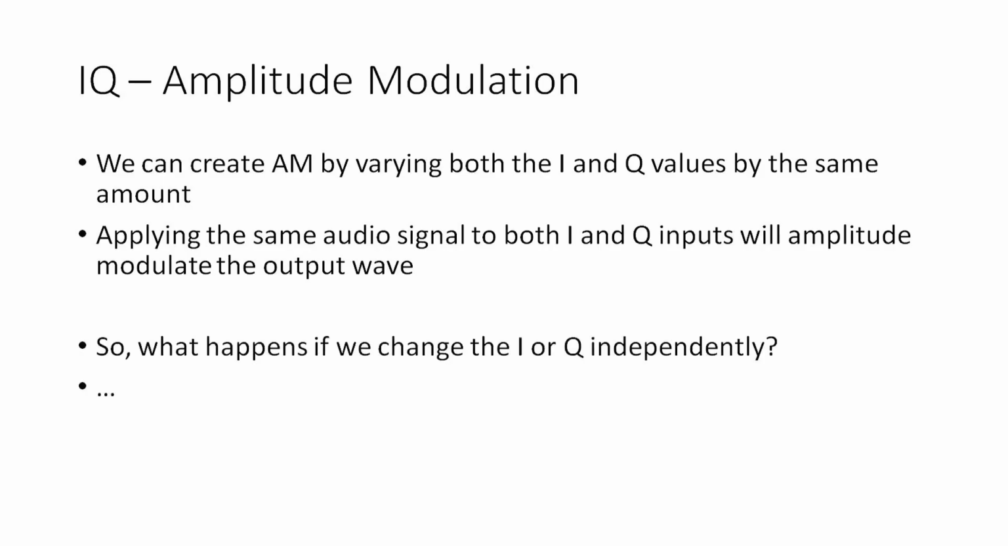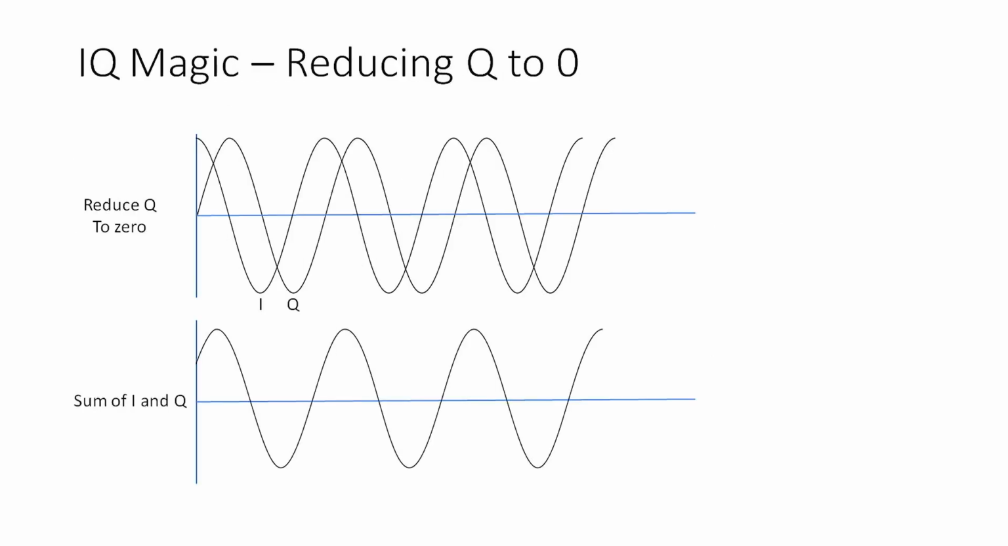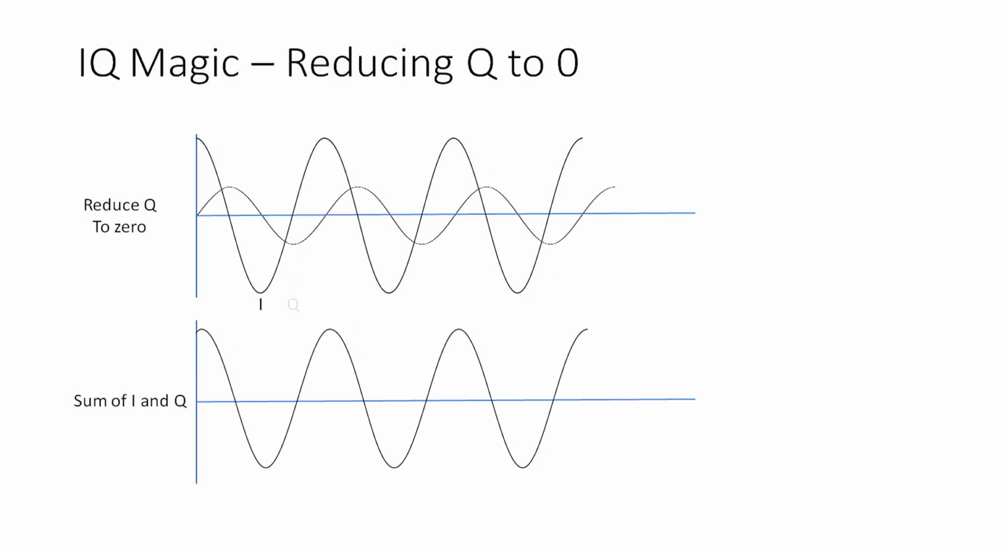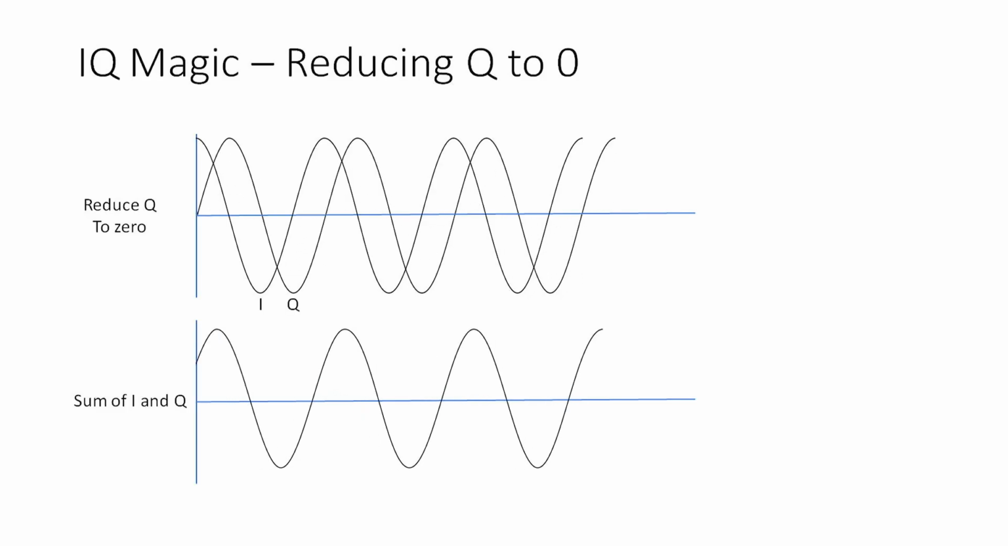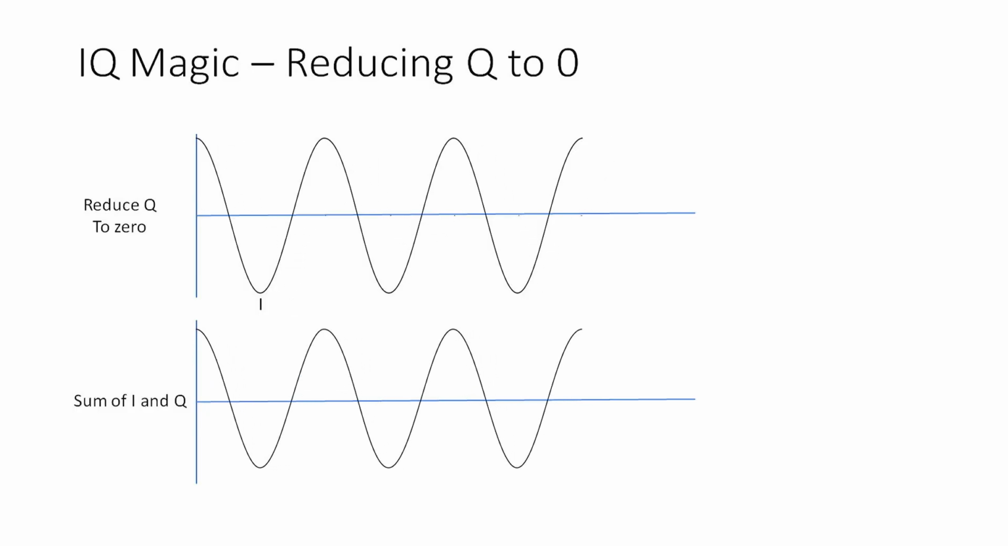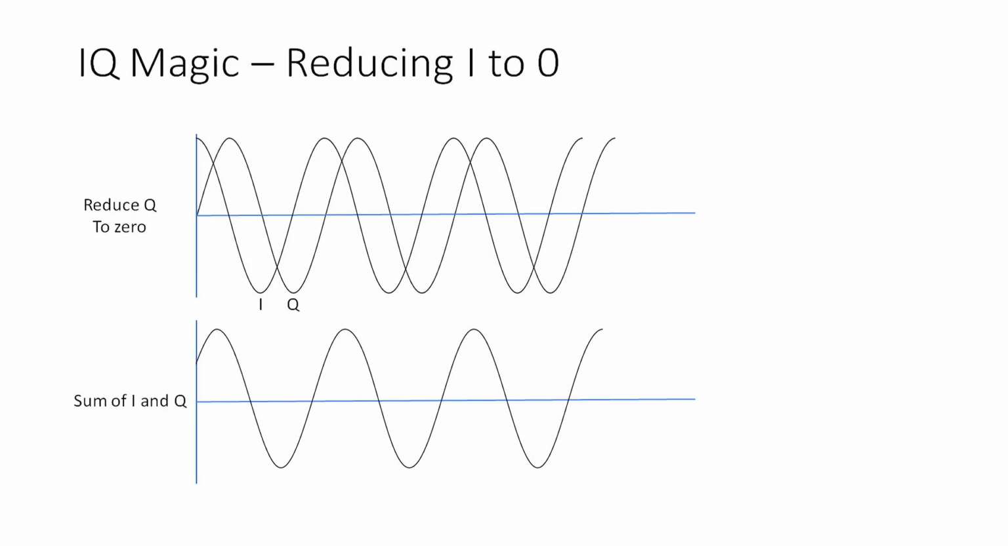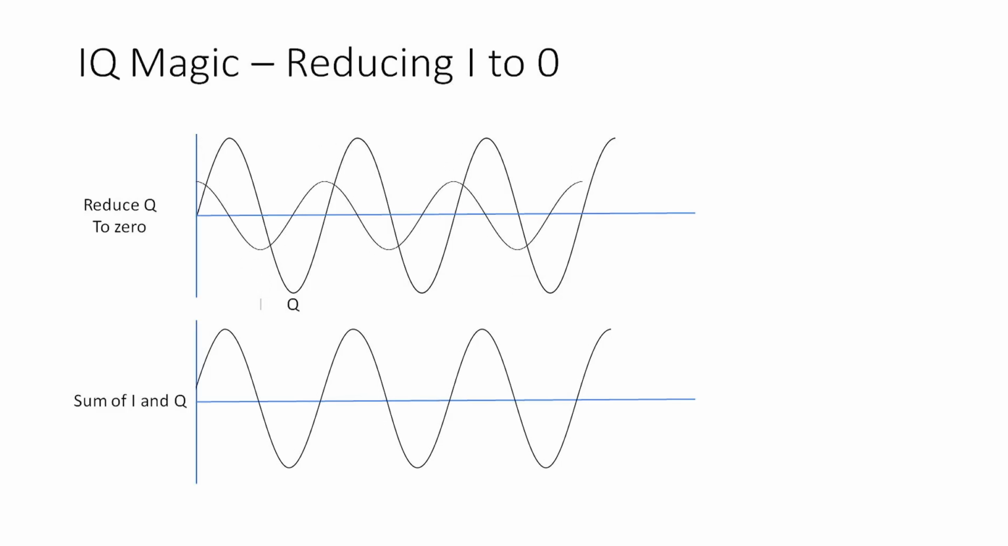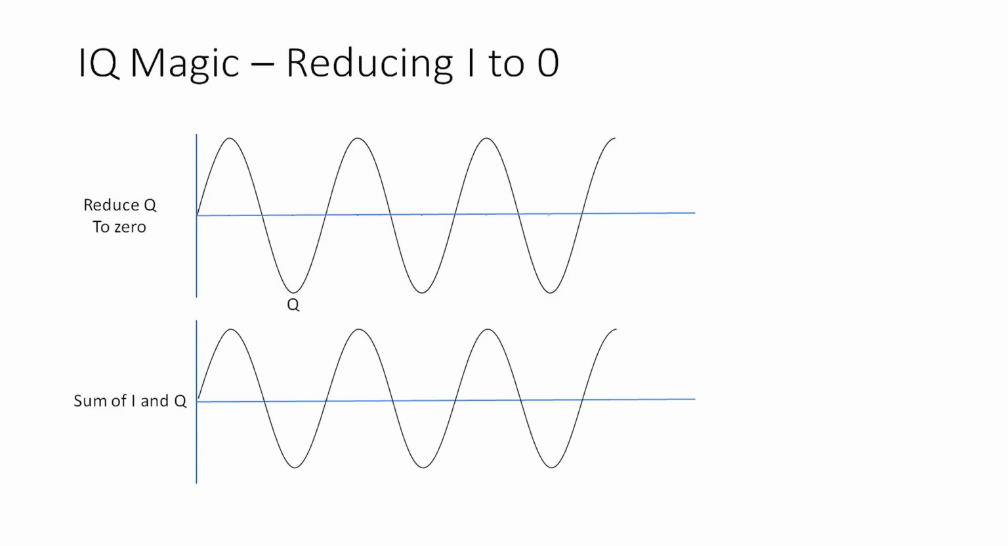So what happens then if we start altering the I and the Q separately? So let's look at that. What happens if we reduce the Q signal to 0? Here we go. So you see that our output sine wave moves this way, by 45 degrees. So what happens if we move the I signal to 0? If you watch the sine wave at the bottom, it moves to the right, 90 degrees, at 45 degrees.